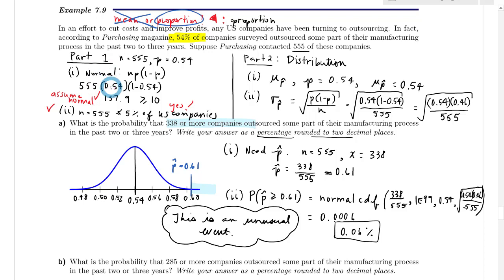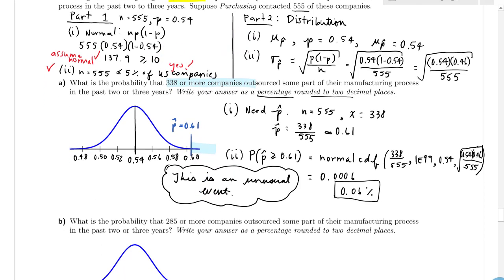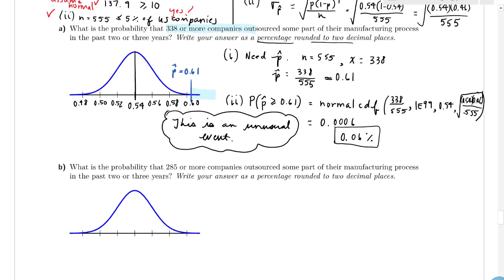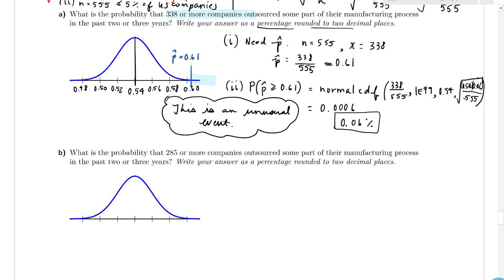Okay, so this is the process. You're going to identify first the scenario, and then do part 1 and part 2 for either mean or proportion, and then you can start doing the problems. Okay, so now let's continue with some more examples of this particular scenario. So now it asks, what is the probability that 285 or more companies outsource some part of their manufacturing in the past 2 or 3 years? And then we're going to round the same.